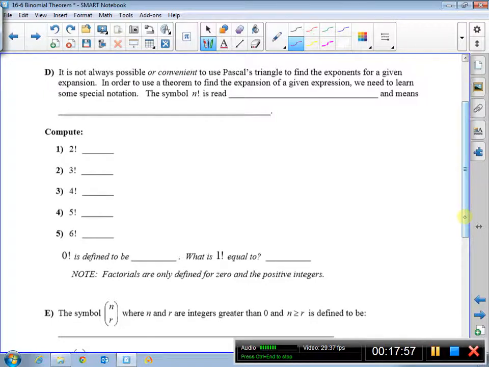All right. So it's not always possible or easy to use Pascal's triangle. I think it's easy to jot it down real fast. But in order to use a theorem to find the expansion of a given expression, we need to know a couple of other things. So we've actually already covered n factorial.